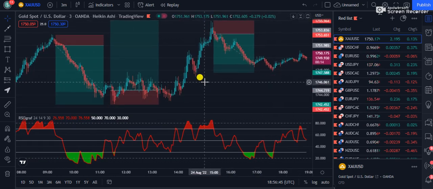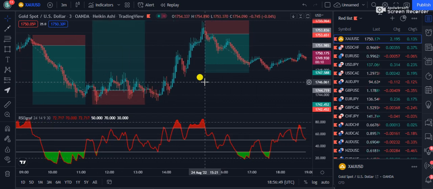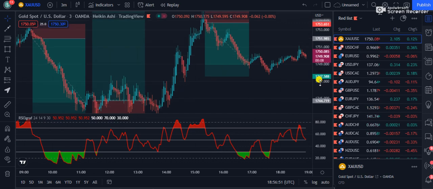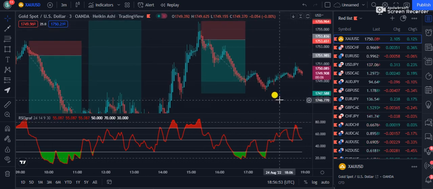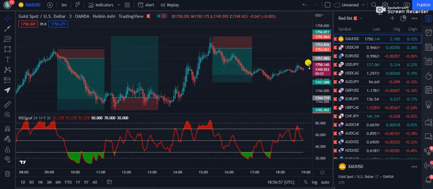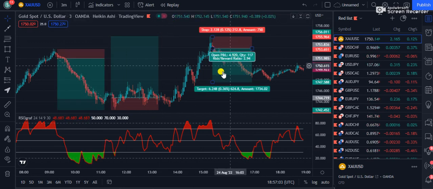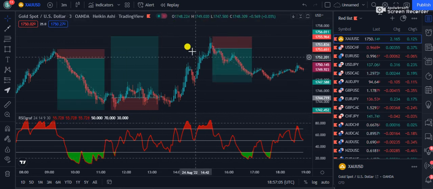So guys, overall you can use this strategy in forex, crypto, whatever market you are dealing in, because the strategy is very, very powerful, definitely, for sure. And this is not a time frame bound strategy. You can use any time frame for best results. You can try 5 minute, 15 minute, and they will definitely work because this strategy is very good.